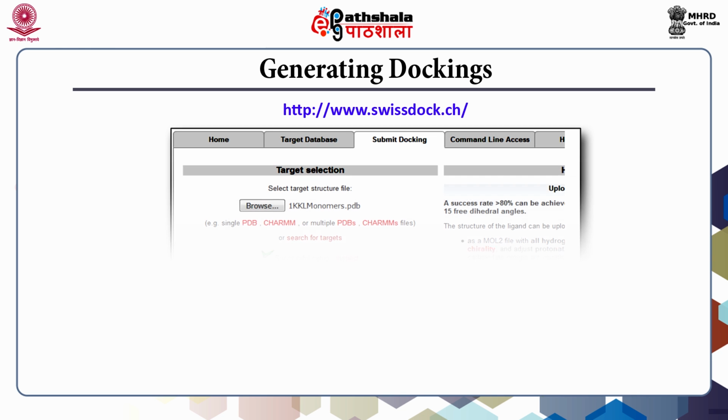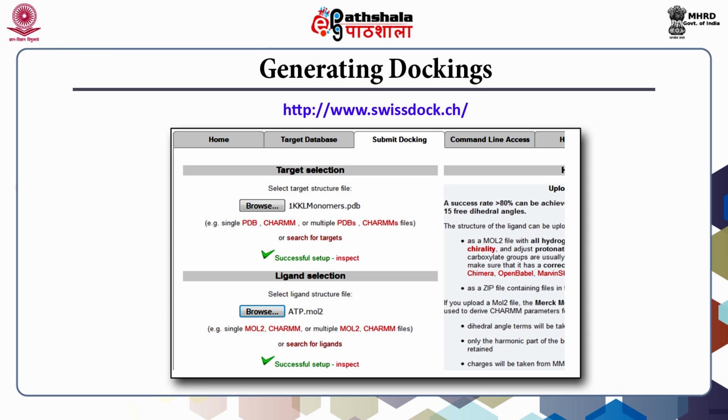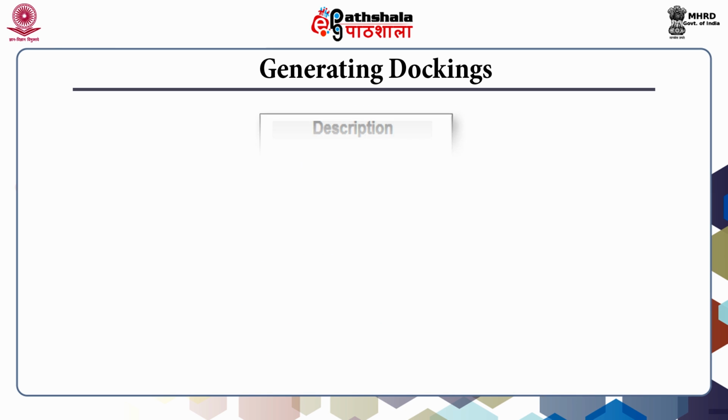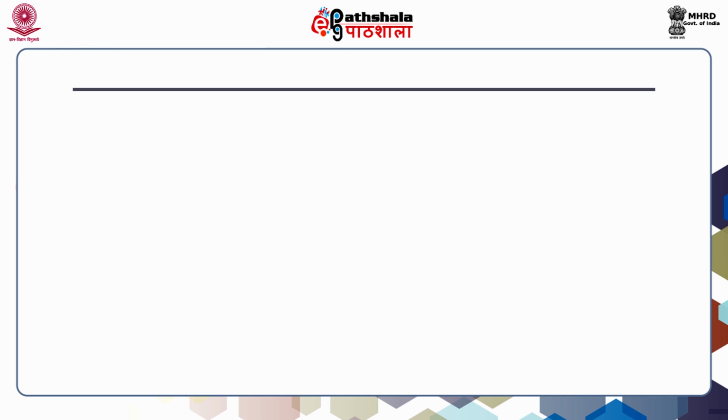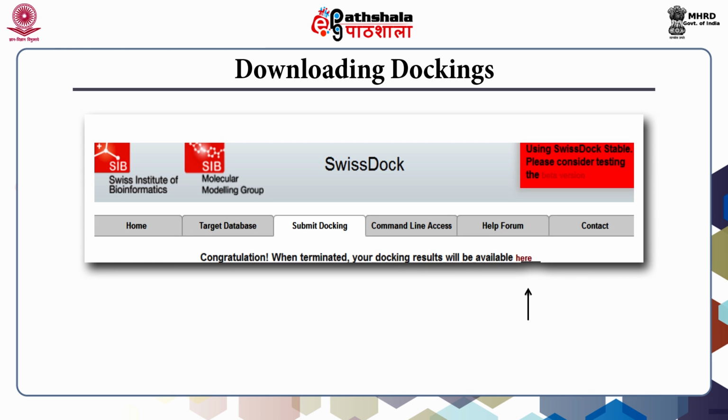Visit SwissDock and open tab Submit Docking. Upload saved file 1ko7monomer.pdb as target and ATP.mol2 as ligand. After successful setup, enter description details as shown or your own details. User can click on show extra parameters to set user defined docking parameters to be used, but for now click start docking button. In the ensuing page, click on here hyperlink to reach the results page.